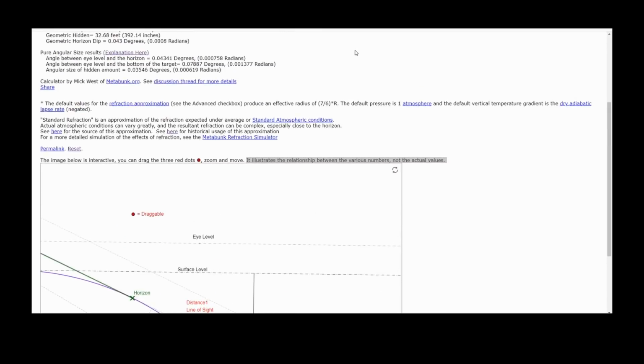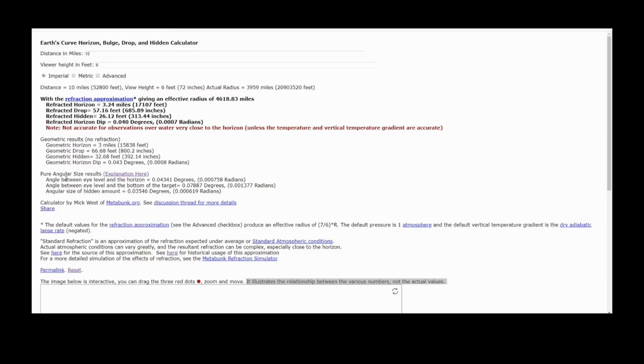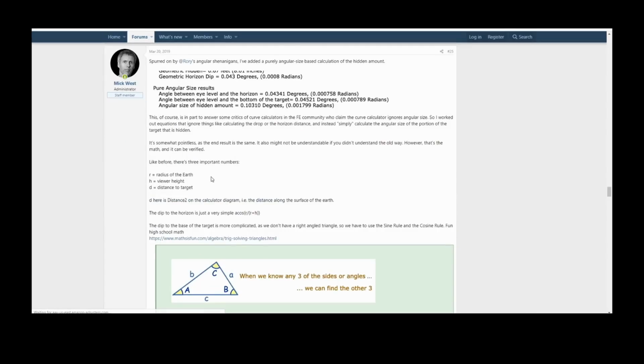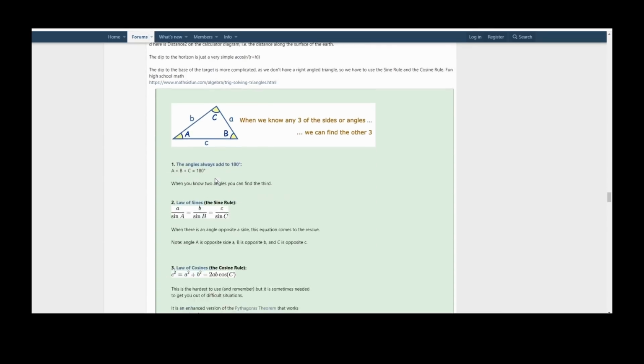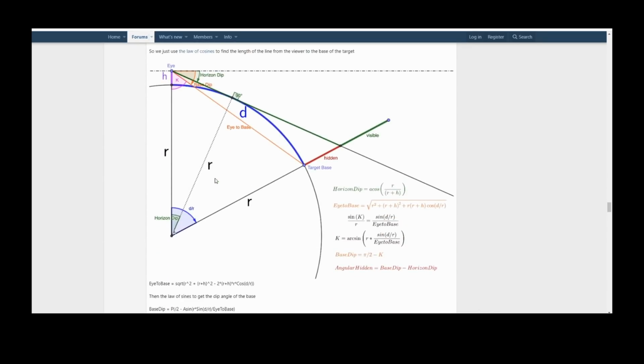Now, let's go back up and notice something else. Pure angular size results. Explanation here. You want to see the maths? Here they are. There it all is. Go to that. It explains everything quite simply. This shouldn't be any problem for a guy like you, Nathan. There's everything you need. But wait, there's more.